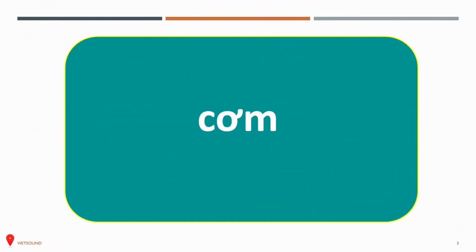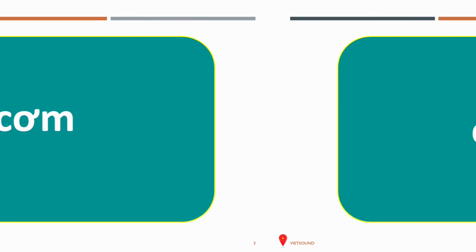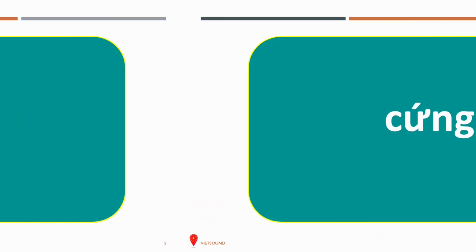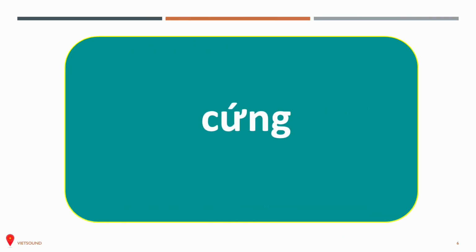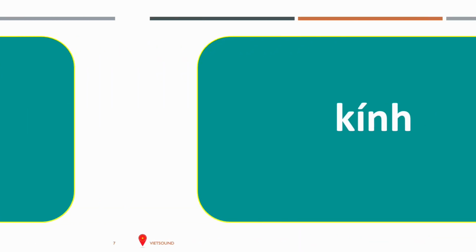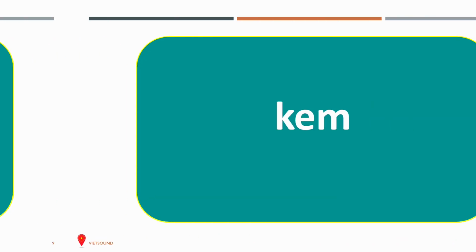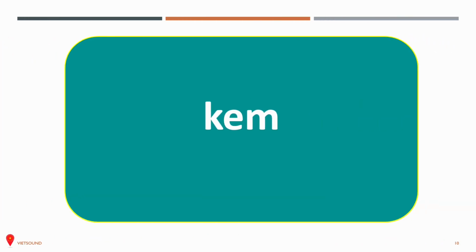Now let's try to say some words with the k sound. The first word is cơm, cũng, cốc, cứng, câm, kính, kênh, cam.